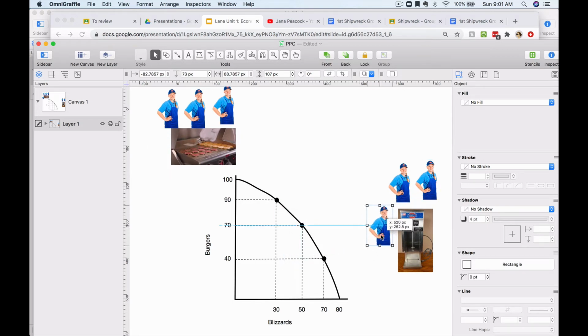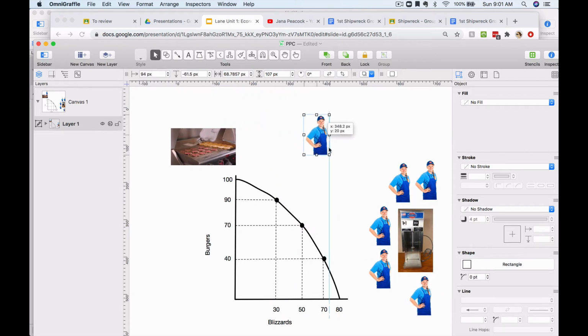Then as I move my other workers over, notice I didn't graph everything out because I didn't want to junk up my graph with too many points. Also, I had a really hard time drawing that curve, so forgive me a little bit. But as you notice, as I move all the way to 6 employees around the blizzard machine, this machine's getting pretty crowded. So what I have is increasing cost in blizzards.